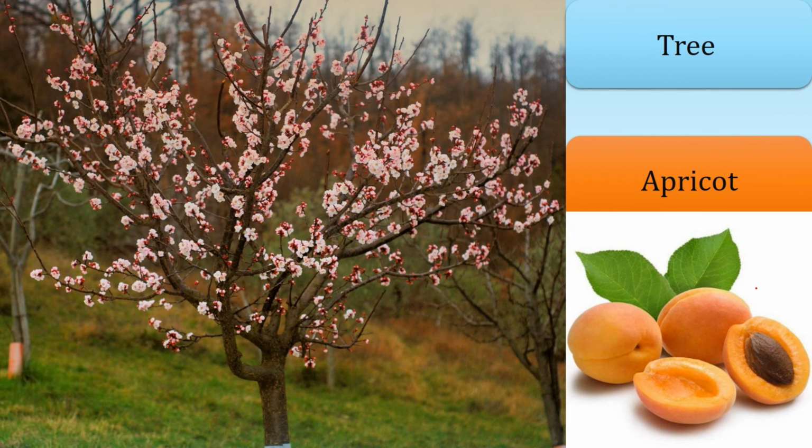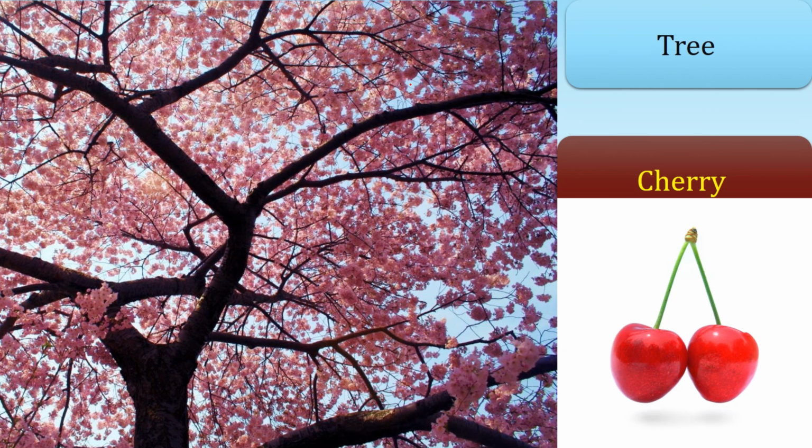This is the apricot. Do you know the apricot? This is the tree of the apricot, and it is a flowering tree because it has flowers. This is the tree of cherry. Do you know the cherry? It is a flowering tree because it has flowers.